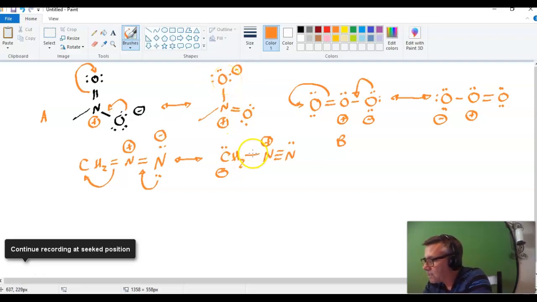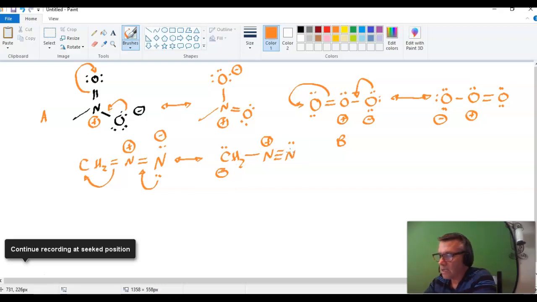And if you look at this one, it's 2, then a hydrogen, hydrogen, that means 2, 4, 6, 8. Here, 2, 4, 6, 8. Here, 2, 4, 6, 8. So in all cases, we're maintaining our octet. That's something you want to try to do. And so that's a reasonable resonance structure for diazomethane.